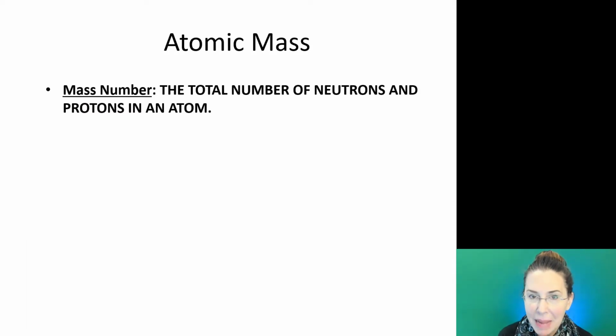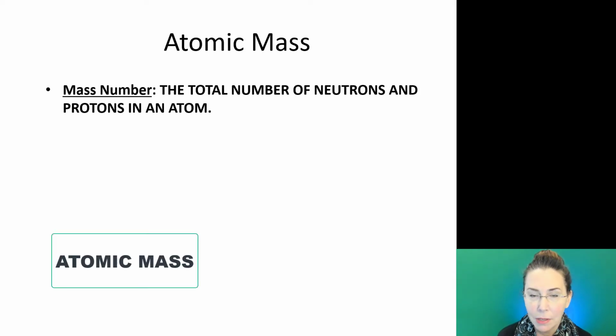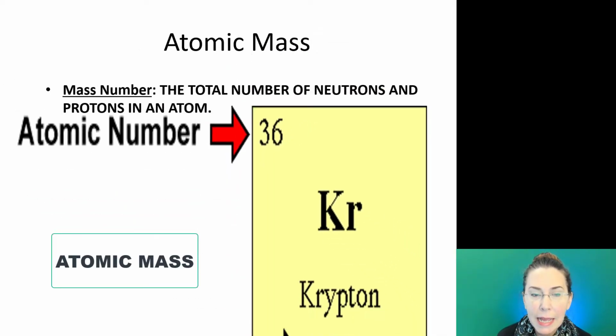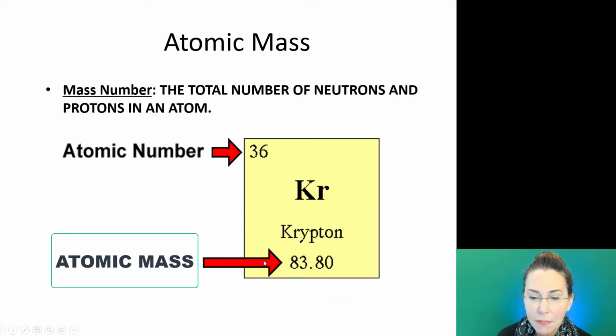Now, atomic mass. First off, we have the mass number and atomic mass, and they're not the same, and I just want to get this out of the way. Your mass number is the total number of neutrons and protons in an atom. So if we count up the neutrons and we count up the protons and we add them together, we will get the mass number. The mass number is always a whole number. This number at the bottom here is not our mass number. That's the atomic mass. The mass number is the number of protons plus the number of neutrons in an atom. And it is usually this atomic mass number rounded to the nearest whole number.